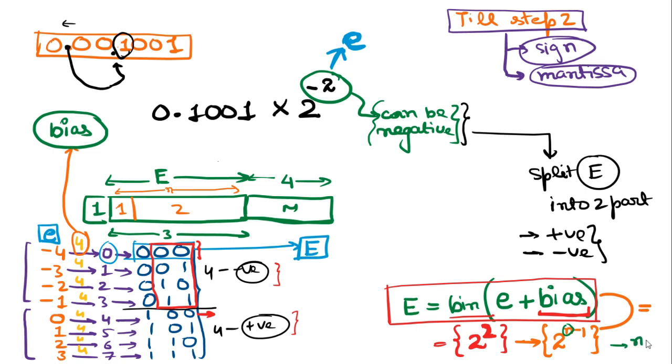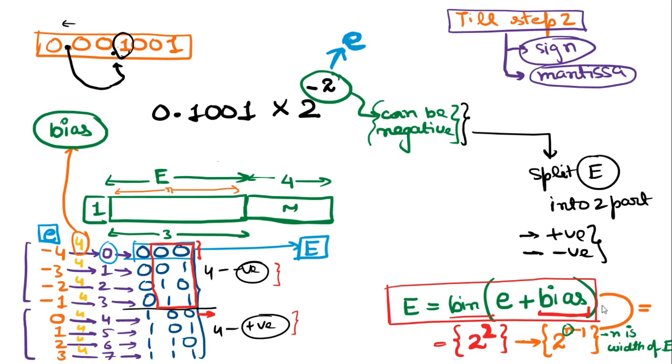where, okay, where should I write? Let me write it here only, where n is the width of the exponent section. N is the width of the exponent section. Just to not make the confusion, let me erase it. Okay, I hope I'm making sense here.